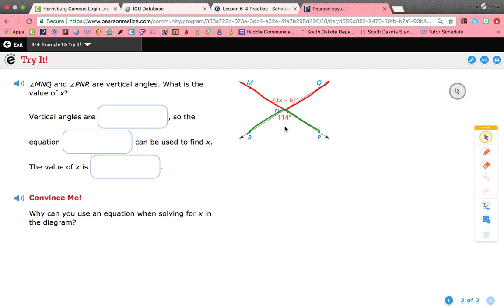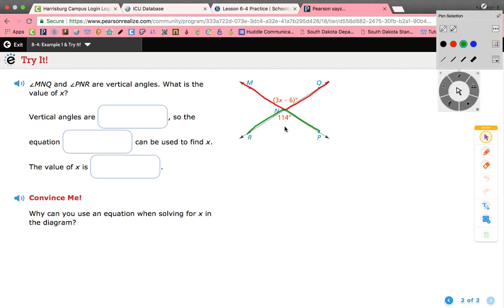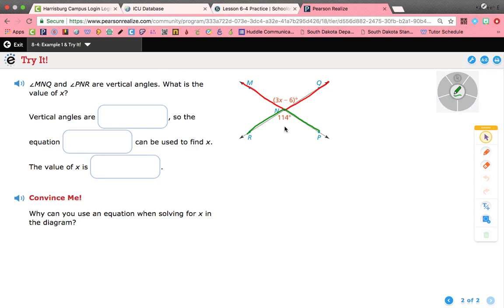So if we were to find the value of x, we learned in the video that we need to set those two expressions equal to one another because the angles are equal. So if PNR is 114, then that is equal to 3x minus 6, which is MNQ. Those two are the same thing. Now we just have to solve the equation. So we're going to add 6, and we're going to get 120 equals 3x.